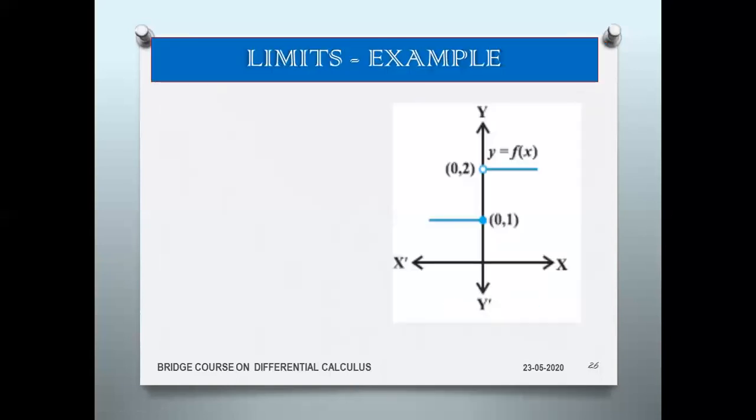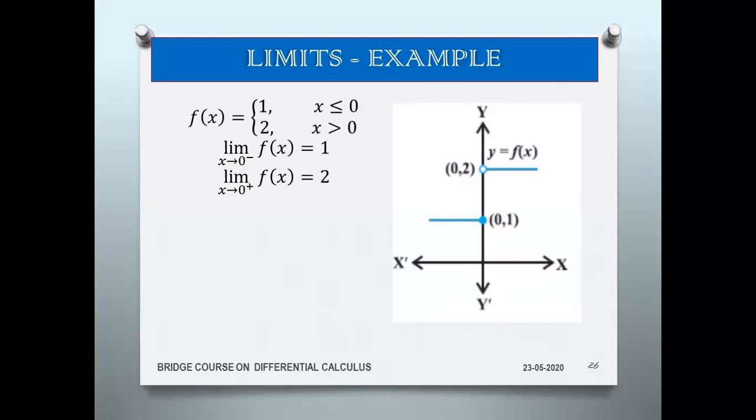So next, we shall see one example. Now, look at this function. f of x is equal to 1 when x is less than or equal to 0, and it takes 2 when x is greater than 0. Now we have to find the limit. 0 is the point of discontinuity, the crucial point here, because the function gets split at the point 0. If it is less than or equal to 0, it is 1. If it is greater than 0, it is 2.